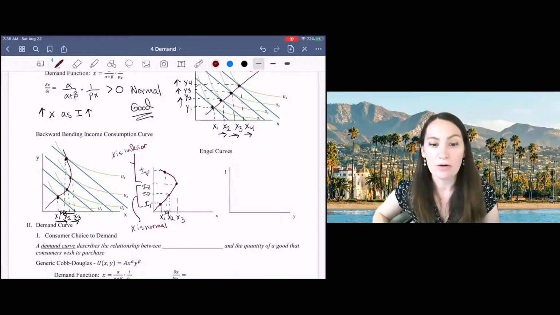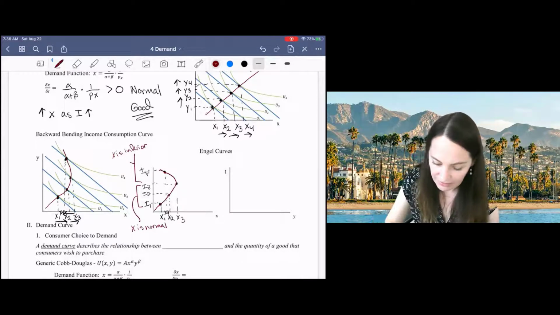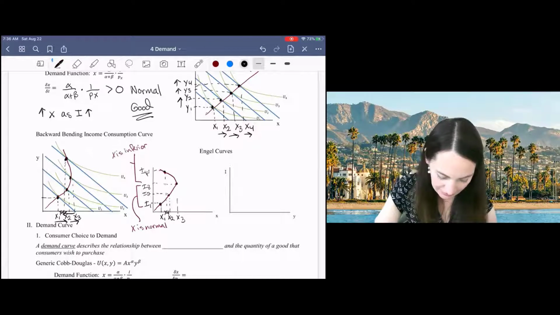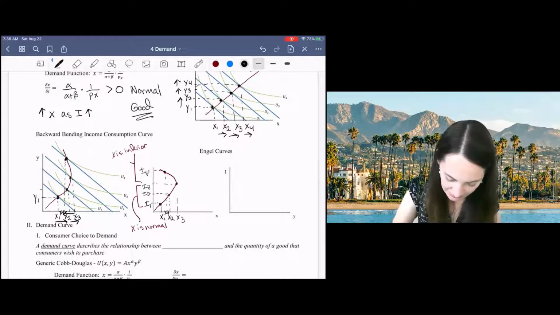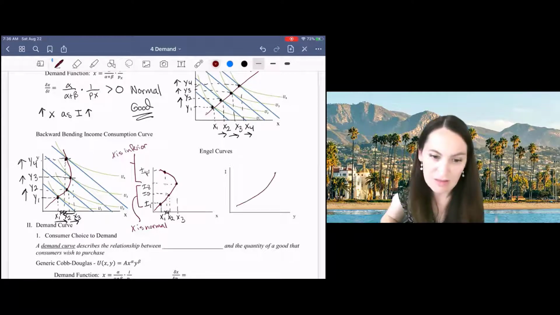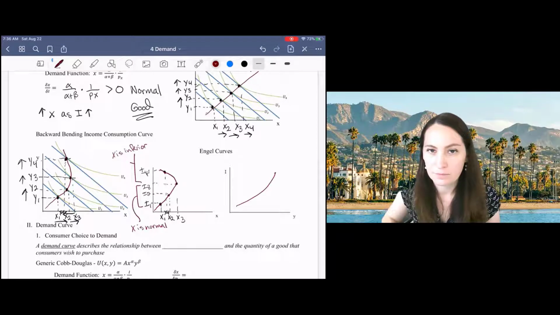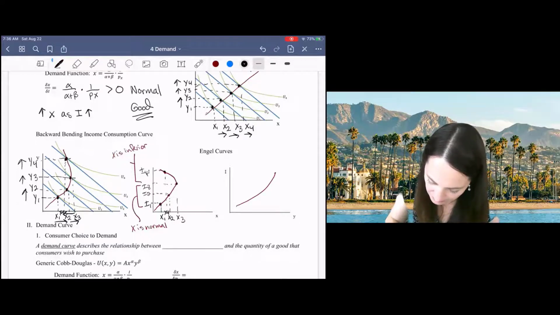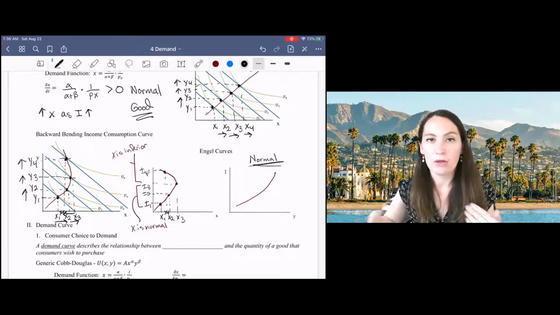I also want to point out that the Engel curve for Y looks different. Y in this example is not an inferior good. Y is a normal good, and we can see that based on our income consumption path. As our income expands, Y is simply increasing. Our Engel curve for Y would look something like this. Because Y is increasing in income, it's a normal good here for all segments of income.